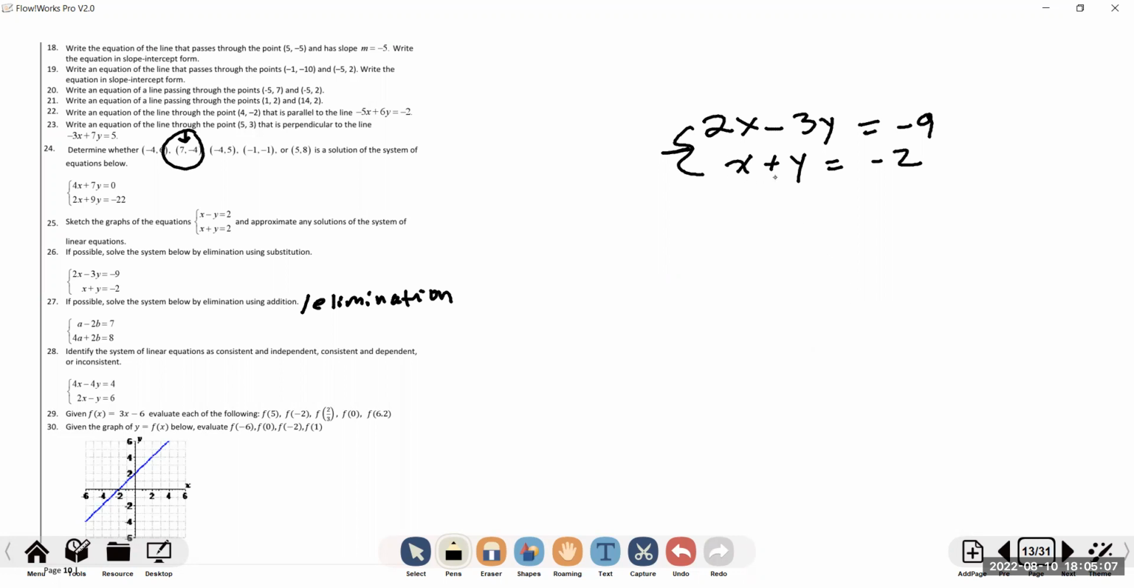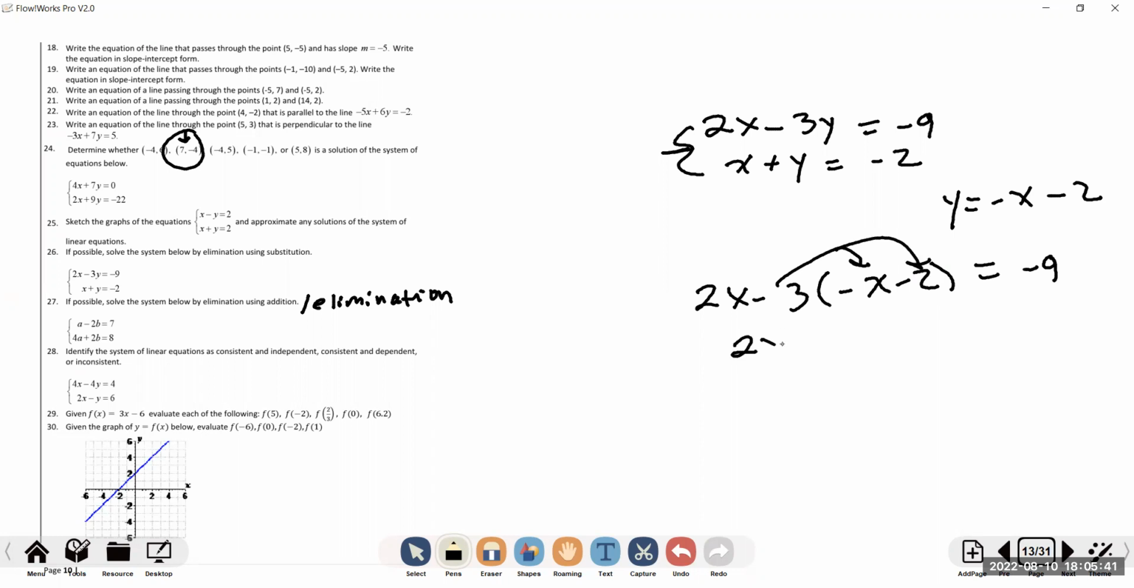So this one that has coefficients of 1, it's easy enough for me to solve for one of the variables. Let me solve for y. y is equal to negative x minus 2. Now that I've solved for y, because at the point of intersection the x's have to be the same and the y's have to be the same, the y in equation number 2 has to be the same as the y in equation number 1. So I'm going to replace the y in equation number 1 with what it's equal to in equation number 2. And that's going to eliminate a variable for me. Now I'm going to distribute.